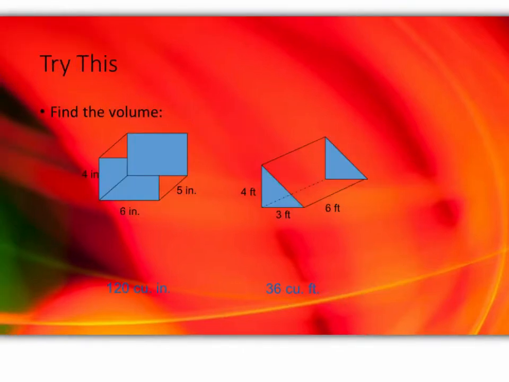Here are 2 examples to try on your own, and at the bottom below the shape you can see that you have the answers, but I want you to go ahead and show your work. Look for the volume of this rectangular prism and this triangular prism, and then make sure that your answers are 120 cubic inches and 36 cubic feet.